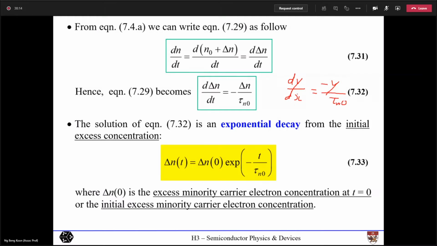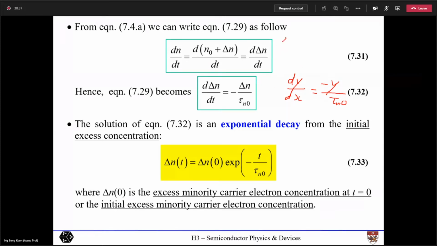Okay, so how do you solve for delta N in this case? There's a delta N on the right hand side, so we can separate the variables and keep delta N on one side and dt on the other side, right? So we do a variable separable, and you group all the same terms on the respective side.